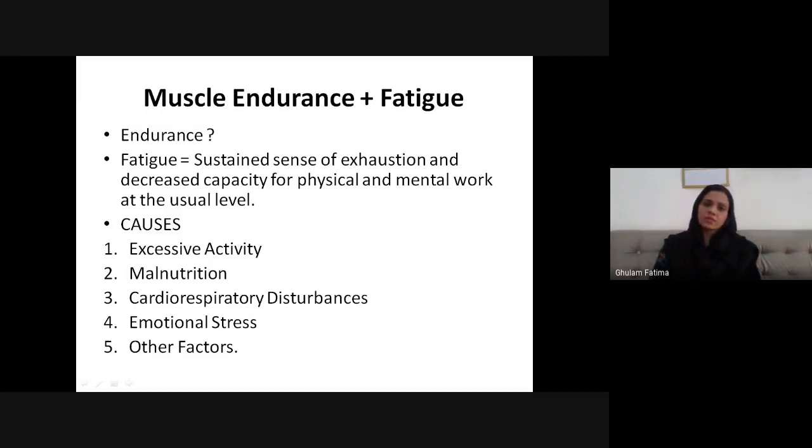You know that endurance is the ability to perform an activity repeatedly over a certain period of time with some maximal effort. And opposite to that is fatigue. Fatigue is tiredness, a sense of exhaustion, decreased capacity of physical and mental work at the usual level. Now, I would like to draw your attention to the fact that this is not only physical fatigue, it is also mental fatigue.